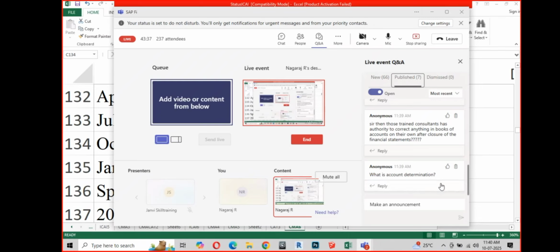What is account determination? Account determination is nothing but the integration, or how the finance module talks to the other modules, through a concept called account determination. Clear? Let me do this in a detailed way once we take up the relevant topics.